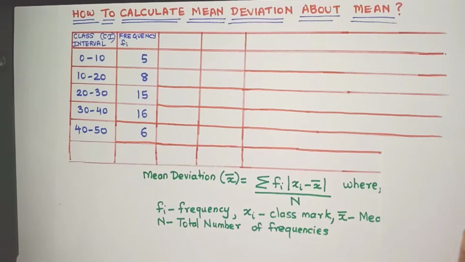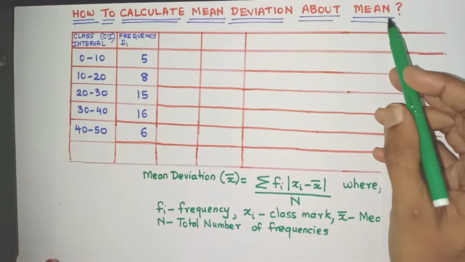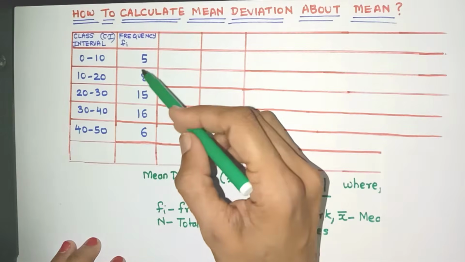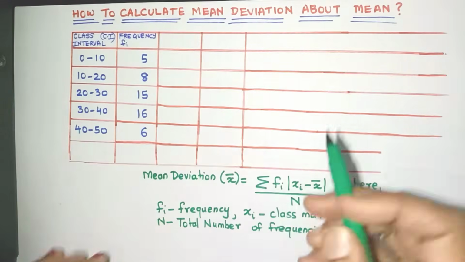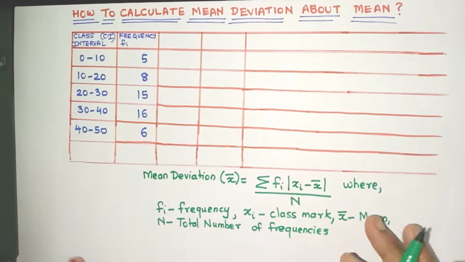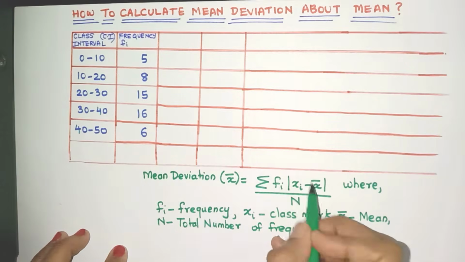Hello everyone, today let's learn how to calculate the mean deviation for group data. So in this example, here is the class interval column, this is the frequency column. Now the formula for mean deviation is this, but before we can use this formula, we need to find a few values. Now the first value that we need is this xi.